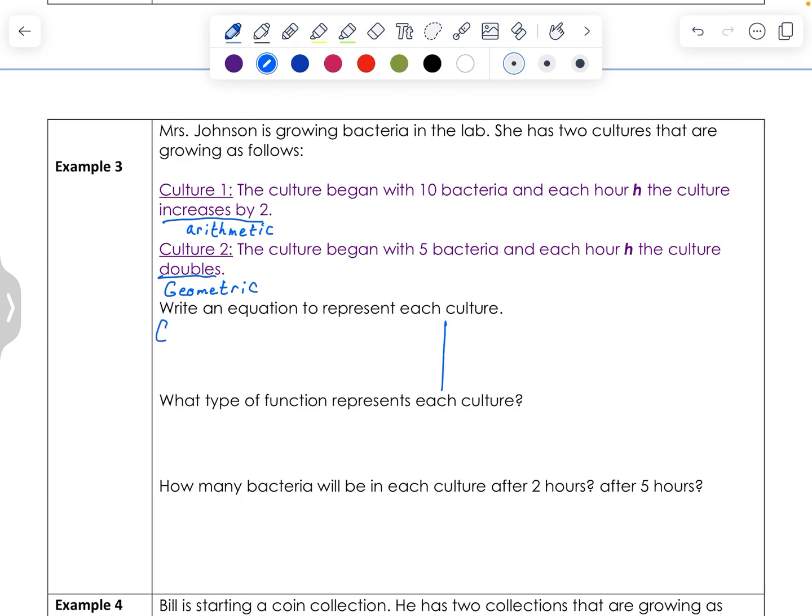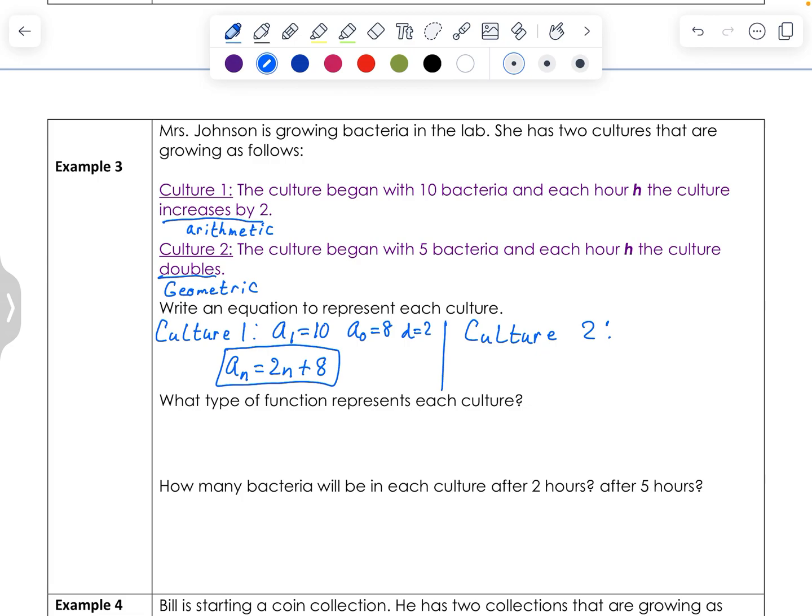So I'm just going to divide this up. I'm going to say culture 1 and culture 2. So the first one, we already said it's arithmetic. The culture began with 10 bacteria, and each hour the culture increases by 2. So then we would think of the A of 1 would be 10, so we do need to work backwards on that one. And then our A of 0 would have to be 8 if we take away 2, and the common difference is 2. So then our rule for this one would be A sub n equals 2n plus 8.